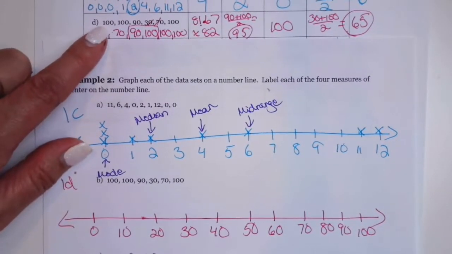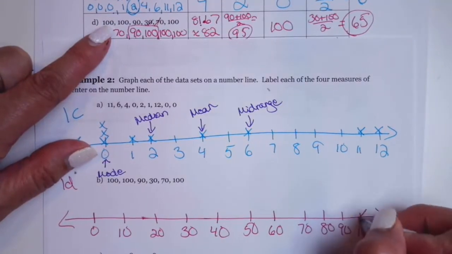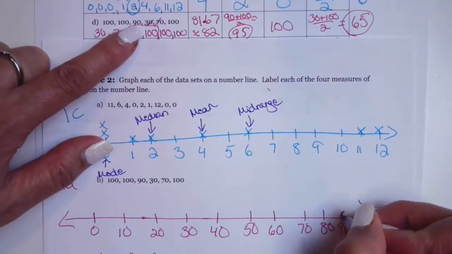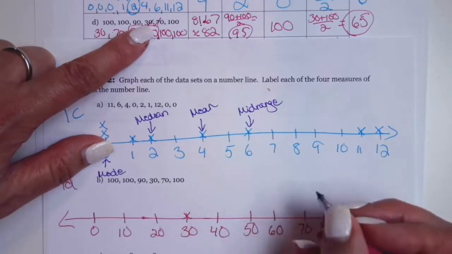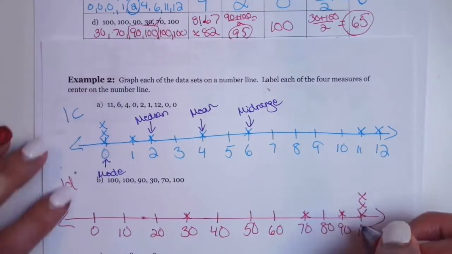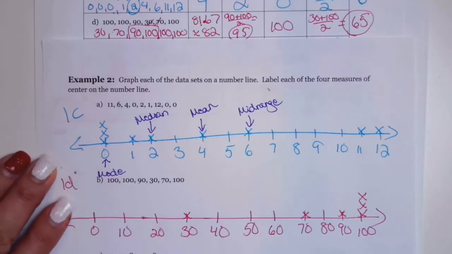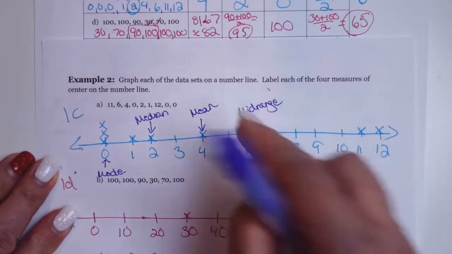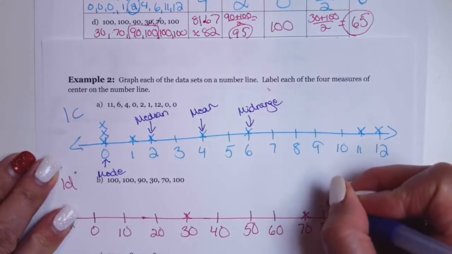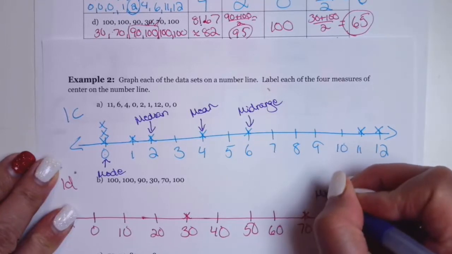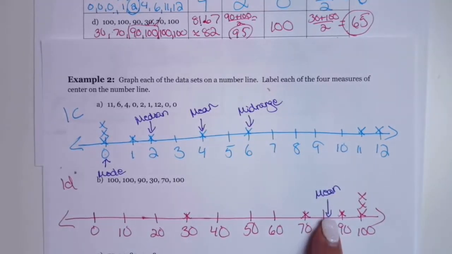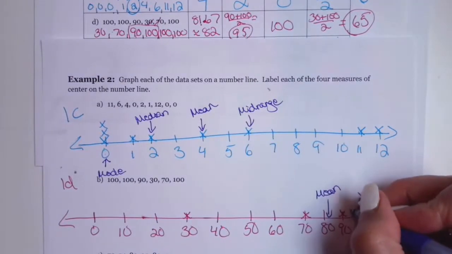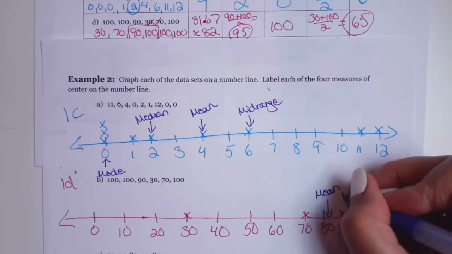Okay, then I'm going to start plotting the numbers. 100, 100, 90, 30, 70, and 100. The mean is 82. So our mean is going to be somewhere around here. We can't really make it that accurate because we don't have the numbers between 80 and 90. Median is going to be 95. So that's kind of halfway here.